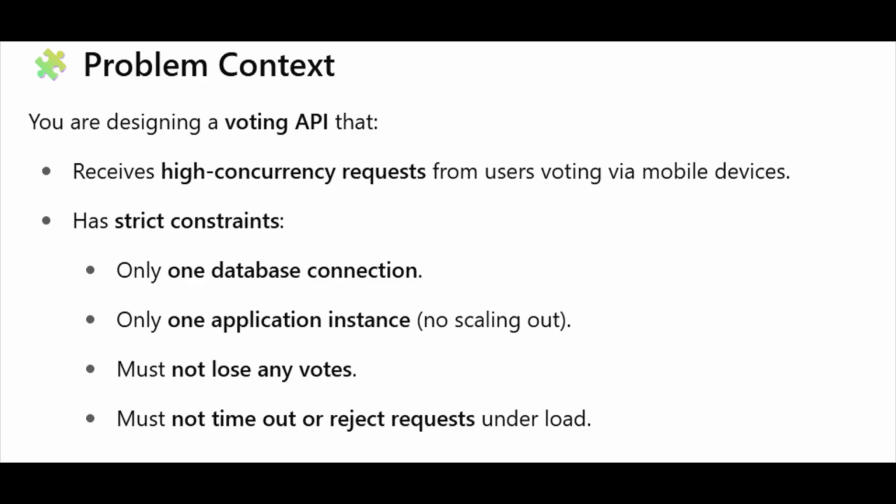Problem context. You are designing a voting API that receives high-concurrency requests from users voting via mobile devices, with strict constraints: only one database connection, only one application instance, no scaling out. Must not lose any votes. Must not time out or reject requests under load.